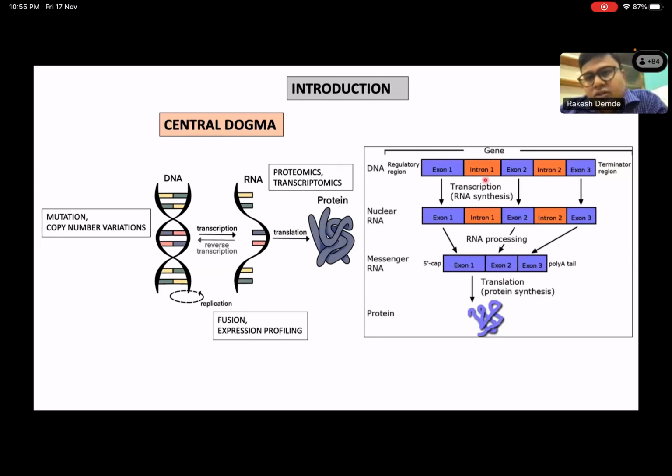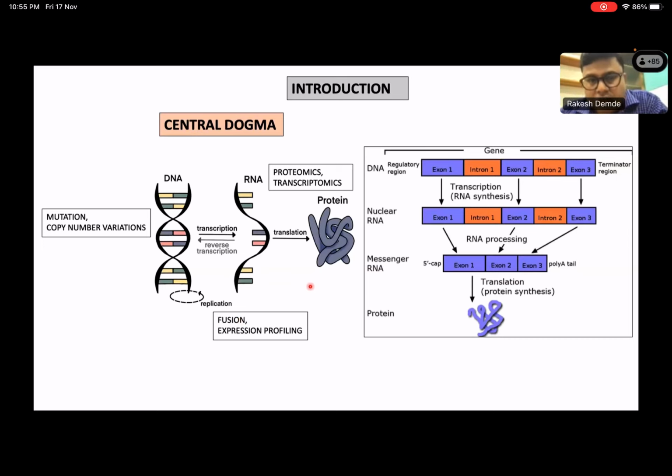So DNA has exons and introns, and that undergoes transcription into a nuclear RNA. Then there is splicing, where the introns are cut off and you get exon fusions and a messenger RNA, which gets converted into the protein, which is a functional unit. So in the central dogma, what we have to know is that in the DNA, we see the mutations or copy number variations. For any fusions or expression profiling, we generally look at the RNA, or we look for other epigenetic changes which are not associated with the genes. And for protein studies, we have proteomics and transcriptomics. So this is the basics of the central dogma of molecular genetics.